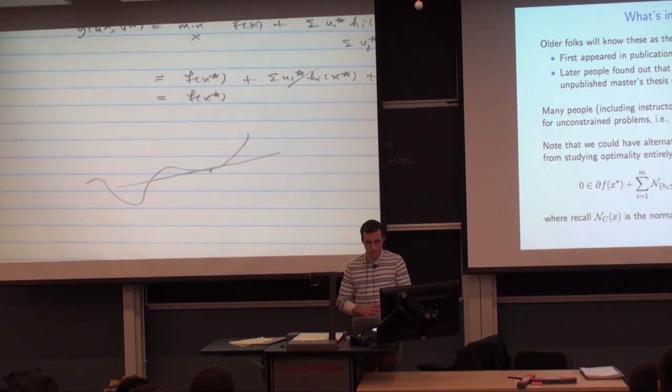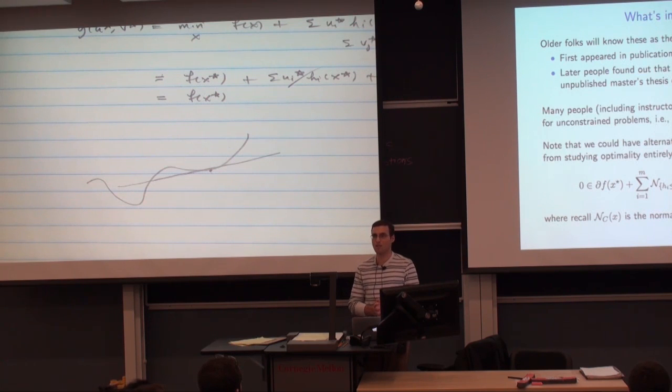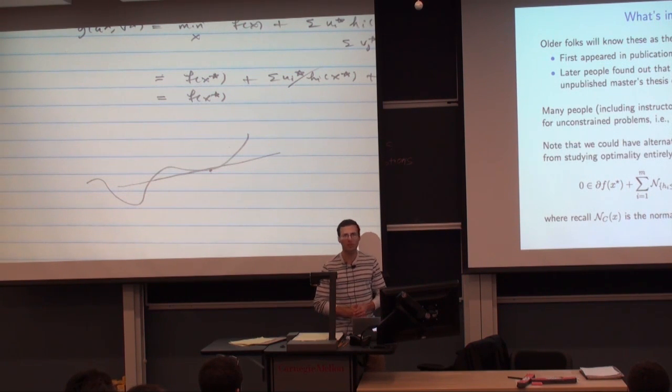A bit of interesting history. A lot of people in the older generation will know these as the KT conditions. If you read the Rockafellar book, one of our references, it calls these the KT conditions. That's because Kuhn and Tucker first published these conditions in 1951. But it was much later. I think it wasn't until the 80s, although I'm not sure.